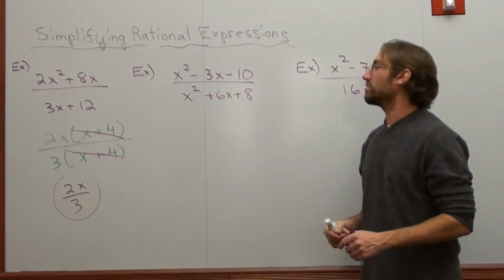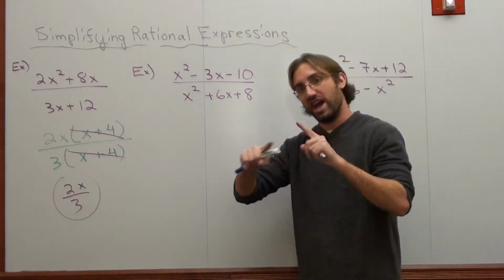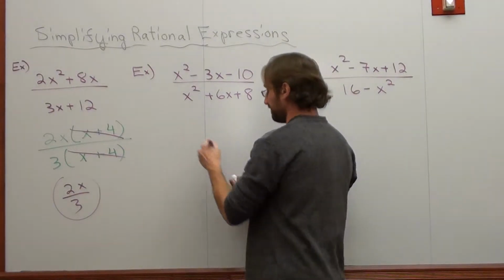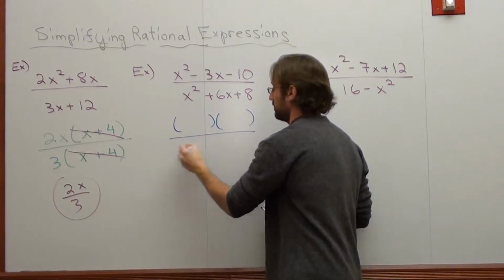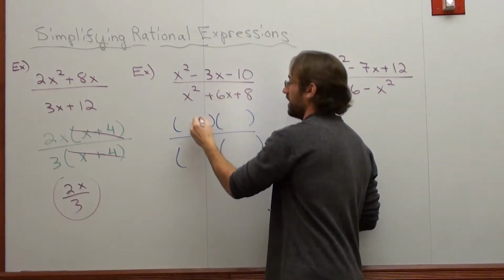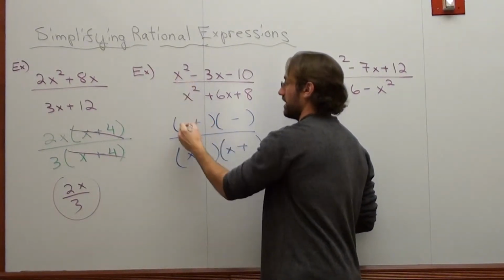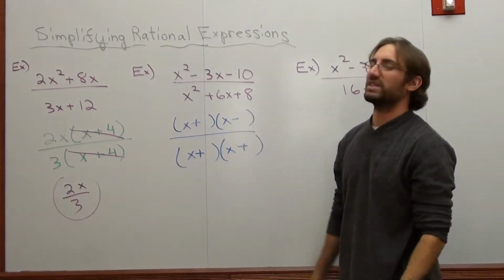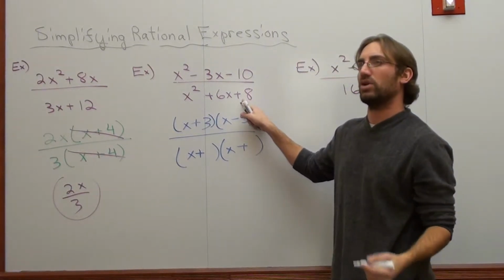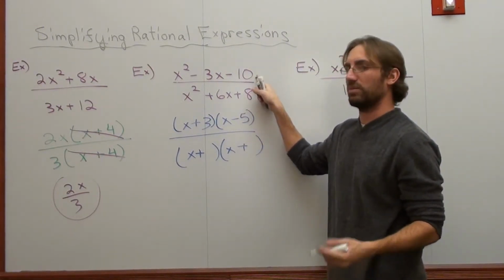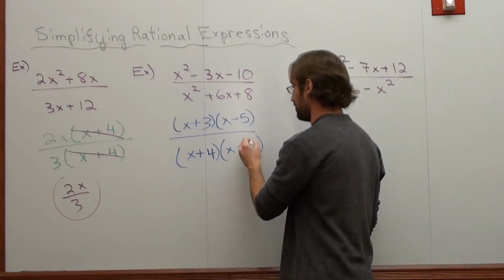Okay, next one. x squared subtract 3x minus 10 over x squared plus 6x plus 8. Now I can't take out a GCF, but I can factor into two binomials, and that's what I'm going to do in blue. Positive, negative, positive, positive. x times x is x squared. x times x is x squared. What times what is 10, but adds up to be negative 3? That's negative 5, positive 3. What times what multiplies to be 8, but adds up to be 6? 4 and 2.